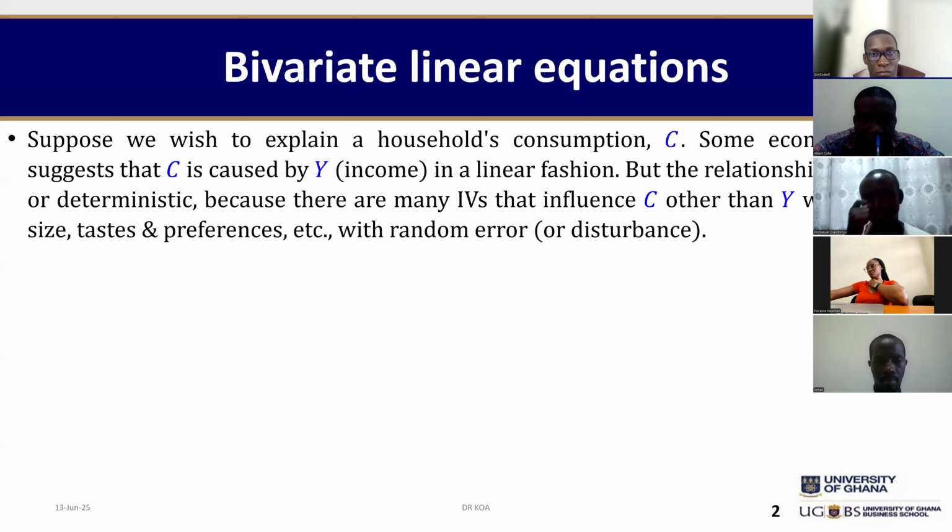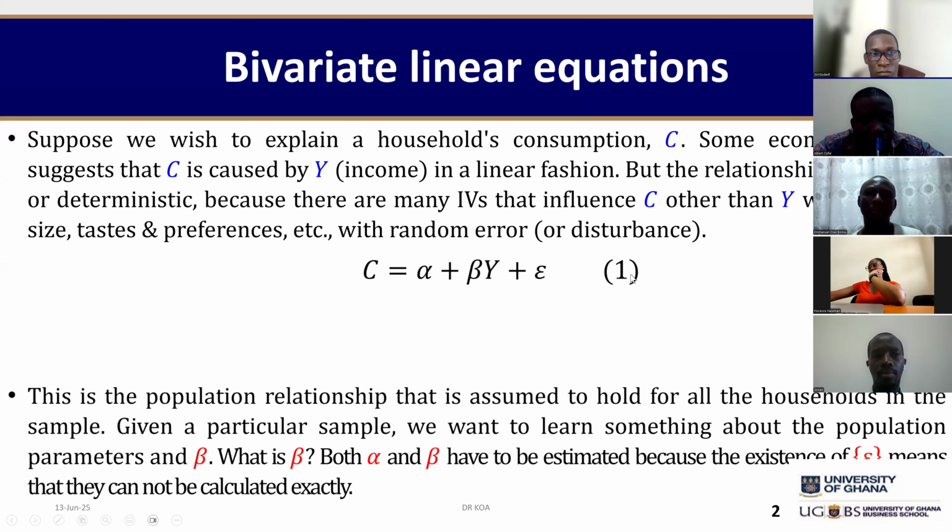Okay. Now, the relationship is not exact. It's not deterministic, meaning that there's a stochastic version of the relationship, because there are other independent variables that can also influence consumption, in addition to the error term, other than the income. You can have the size of the family can affect your consumption. Okay, if your family size is big, you are very careful. Taste and preferences, and of course, the stochastic noise.